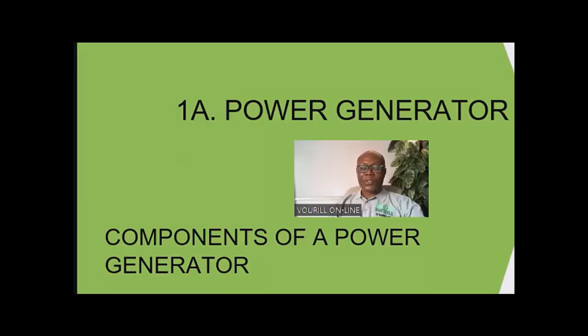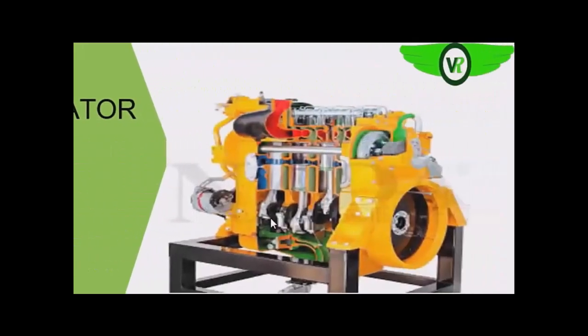Like we said, the engine is the prime mover, as you can see on your screen. That is a reciprocating engine, which could be diesel driven or gas driven. This is the part that converts, as we will see later, the chemical energy contained in fuel, in the diesel or in the gas, into rotating mechanical energy that is transferred to the crankshaft of this particular reciprocating engine.